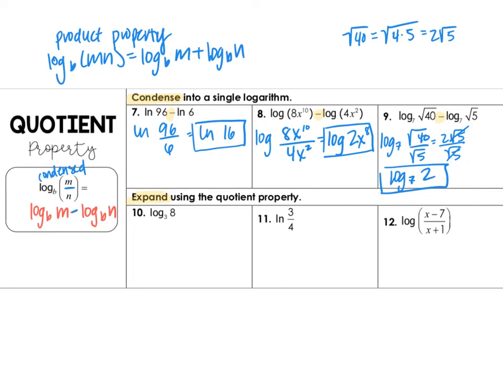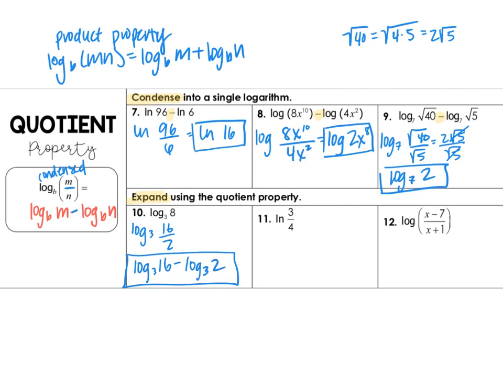So for the first example, log base 3 of 8, we have to figure out two numbers that will divide to get 8. So they could be any two numbers. So I'm going to say this could be log base 3 of 16 over 2, which could then be expanded to log base 3 of 16 minus log base 3 of 2. And you could choose whichever two numbers you want that would divide to get 8.